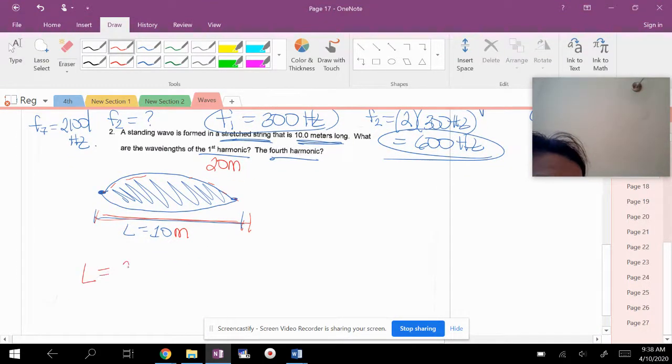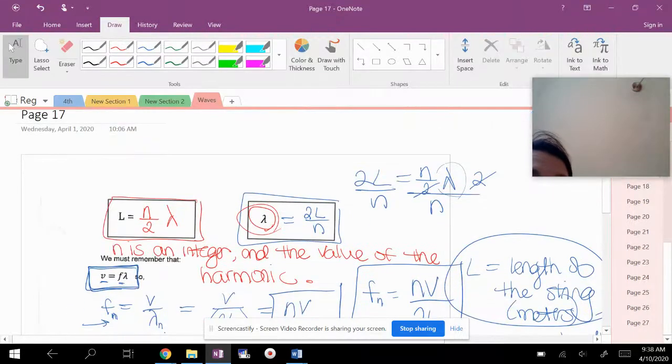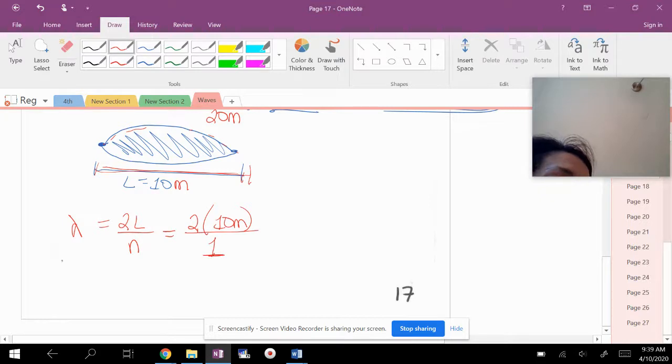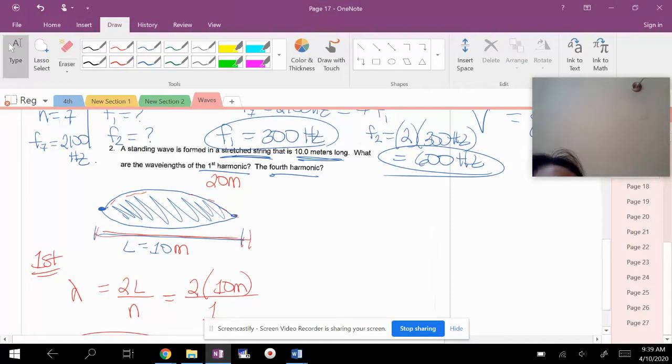Lambda equals 2L over n. So I'm plugging it in. 2 times L, which is the length of the string, which is 10 meters, over 1, because I'm on the first harmonic. This is the first harmonic. So I'm just going to do my math, and I get 20 meters still, which is what I got.